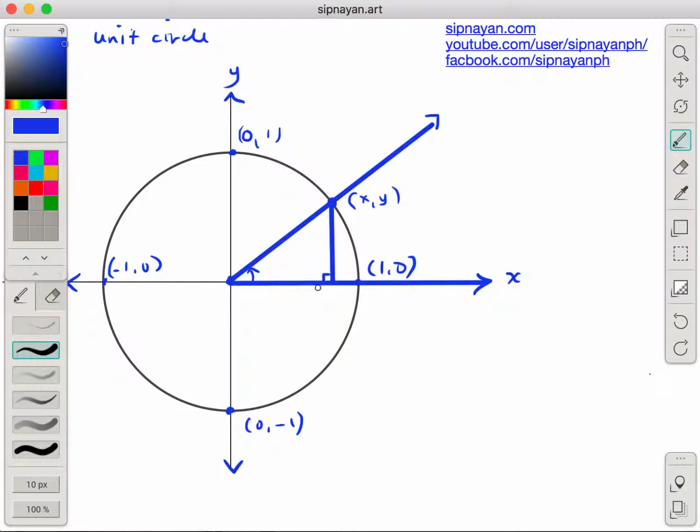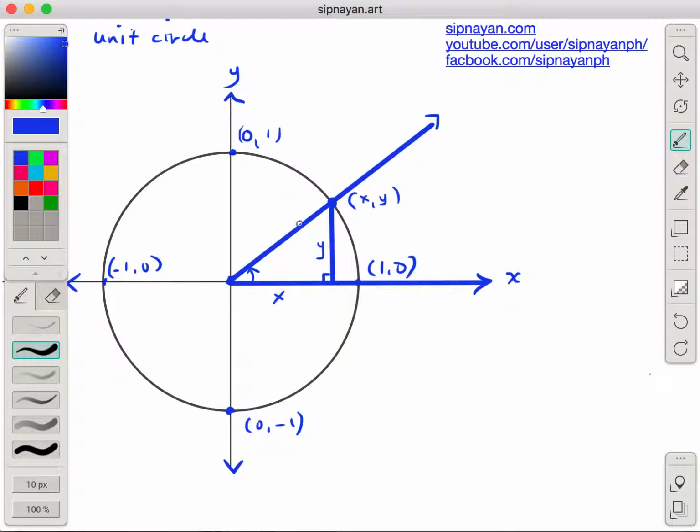Ibig sabihin, from here to here is 0.8, meaning the length of this segment here dito sa triangle natin ay x. Ganon din yung y. So, pag sinabi natin y-coordinate nito, ibig sabihin, saan siya nakatapat sa y. Which means that from 0 to this point here, yung y-coordinate niya is the same as the length of this segment here. So, ito yung y natin. Yung length nito ay y, and from here to here, ang length niya ay x. So, in relation to these coordinates here.